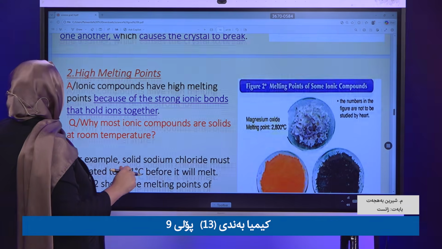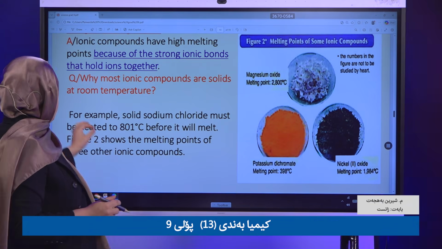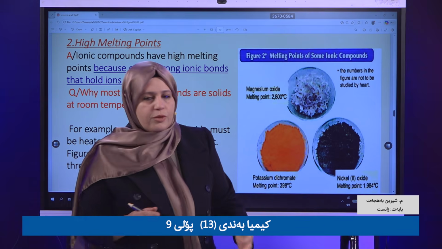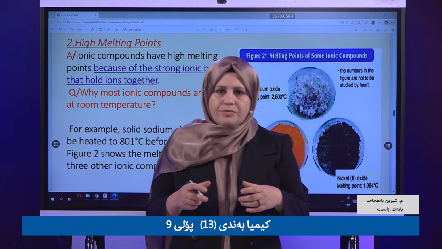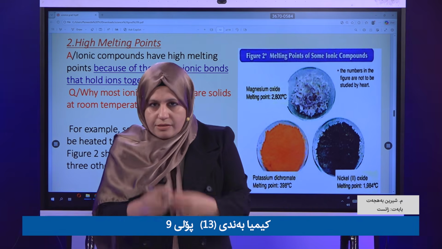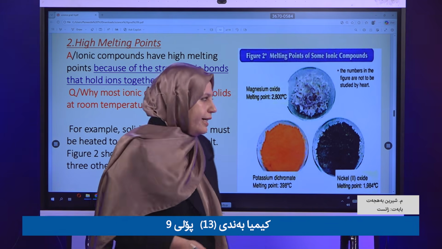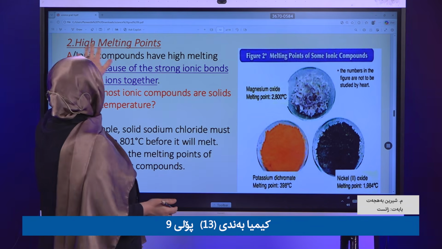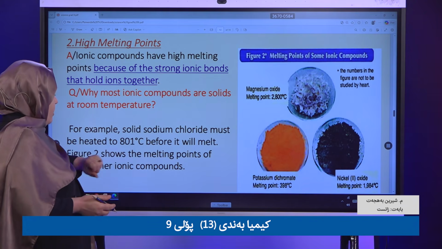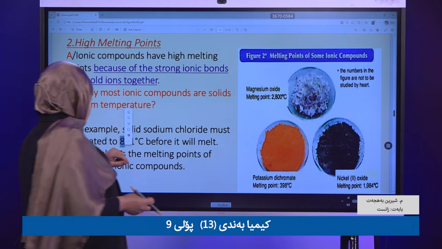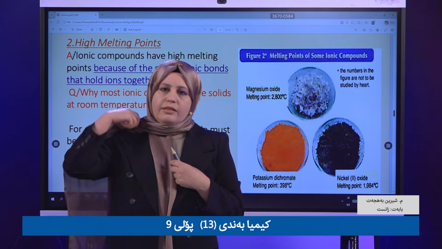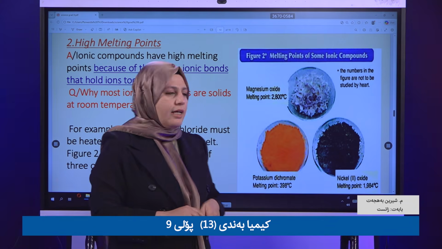Let us go to another property, which is high melting point. They have a high melting point. For example, if you put some salt into a pan and heat it, what happens? Does it melt? Of course not. Why? Because it has a high melting point. It needs 801 Celsius, and this type of temperature is not present in our kitchen, only in the lab.